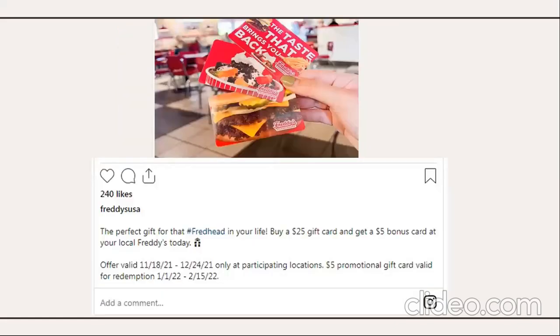Then we have another Insta for the Freddy Sousa. The perfect gift for that hashtag Fredhead in your life. Buy $25 gift card and get a $5 bonus card at your local Freddy's today. Offer valid from so and so. So you can do a lot of promotion. So the Instagram can also be used for the promotional skills.